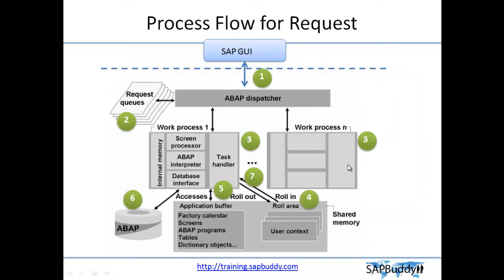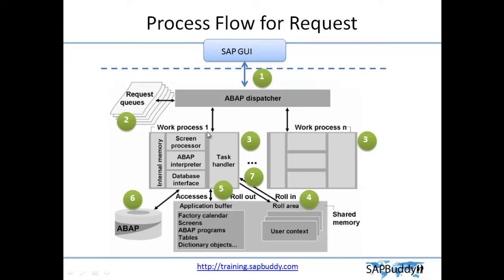Next, let us have a look into how the process flow for an SAP ABAP request works. Let's assume the user is using SAP GUI. Using SAP GUI, they will log into the SAP system and request some information or execute some task. That request goes to the ABAP dispatcher. Then you can see the requests are queued in the ABAP dispatcher queue.